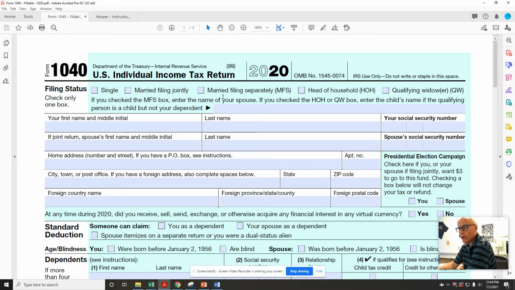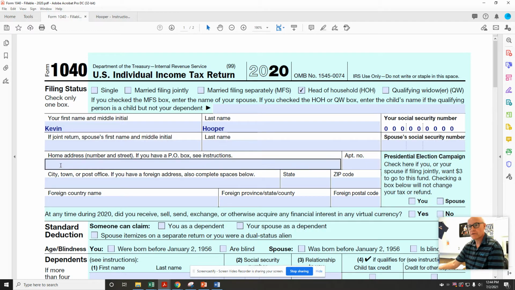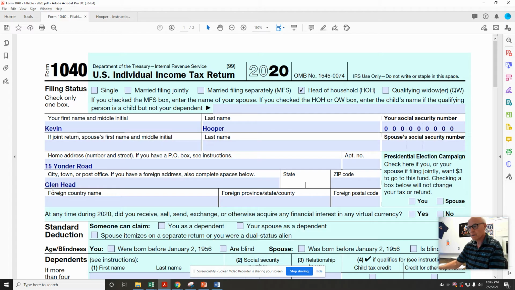He is going to be, first of all, he is not filing as a single person because he has people living with him. He has dependents. He is a head of household. All right. That's very important to understand. Next, we're going to say we've got Kevin Hooper, and this is a bogus Social Security number, no spouse. He lives at a certain place called 15 Yonder Road in Glen Head, New York, 11545.